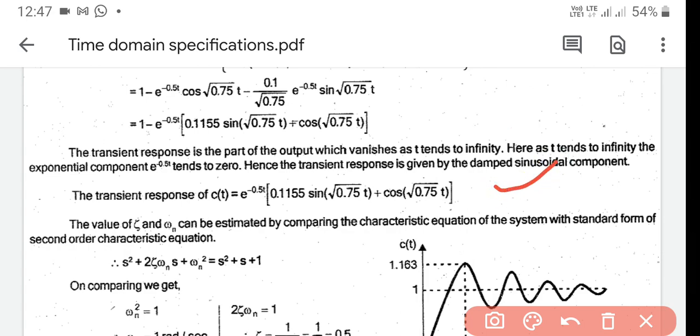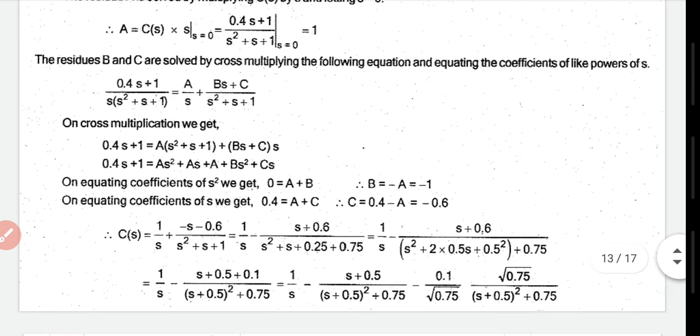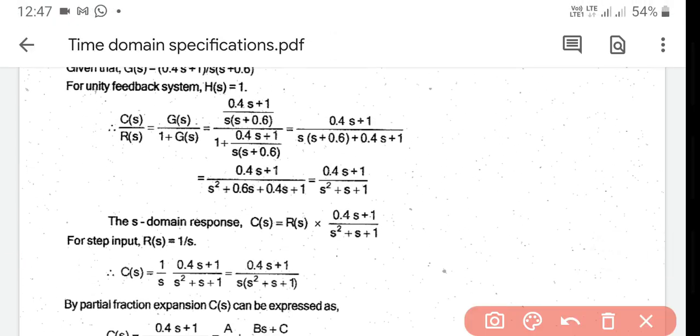Based on this transient response, now the value of zeta and omega n can be estimated by comparing the characteristic equation of the system with the standard form of the second order characteristic equation. So what is the characteristic equation in the above C of S? C of S by R of S is nothing but this equation. This is the transfer function. So the characteristic equation is nothing but the denominator part, right? S square plus S plus 1.